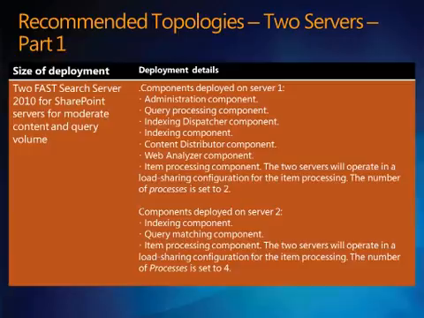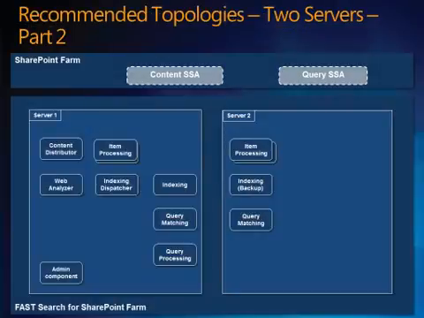Since there are two servers, they will operate in a load sharing configuration for the item processing. The number of processes is set to 2. The components deployed on server 2 will be the indexing component, the query matching component, and again the item processing component. Shown here is a distribution of the various components on each of the two servers.